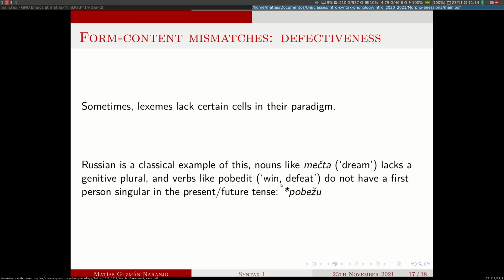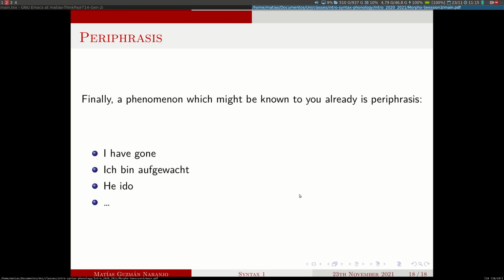Yes, and then there are verbs like pobedit, which means win or defeat, and they don't have a first person singular in the present or future. So this sounds weird for most native speakers. And the final type of weird situation is called periphrasis.